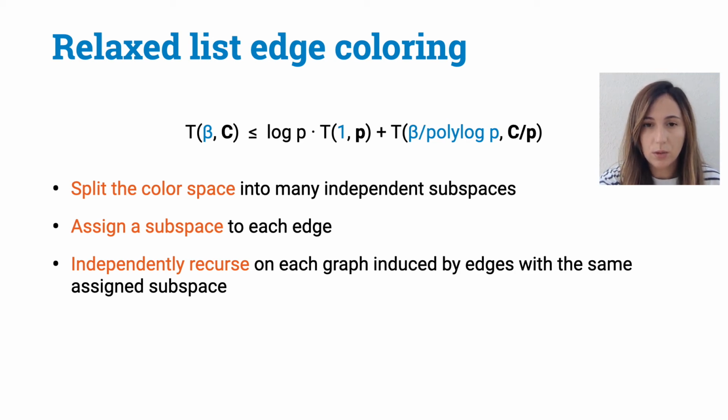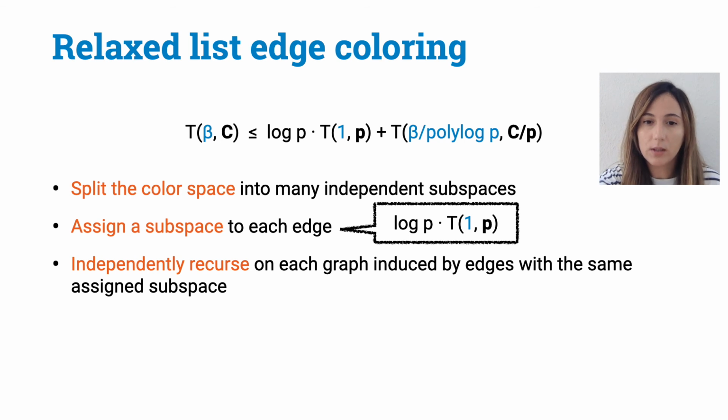In other words, what happens is that on one hand we reduce the size of the color lists, and on the other hand we reduce the palette size, and hence the degree of the instances where we recurse. This suggests that the operation of assigning color subspaces to edges must be done carefully. We must make sure that the size of the lists does not reduce too much compared to the new degrees. In other words, we want to reduce the degree of the subgraphs as much as possible while keeping the size of the new lists as large as possible.